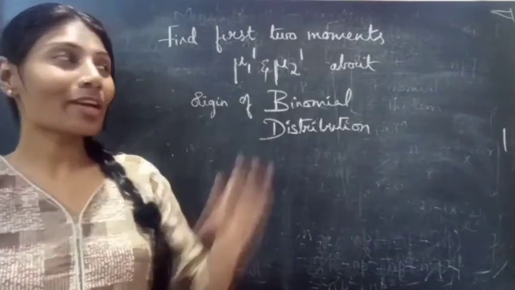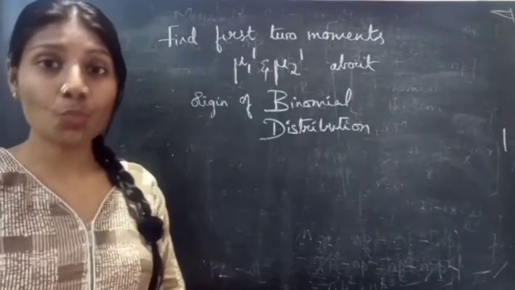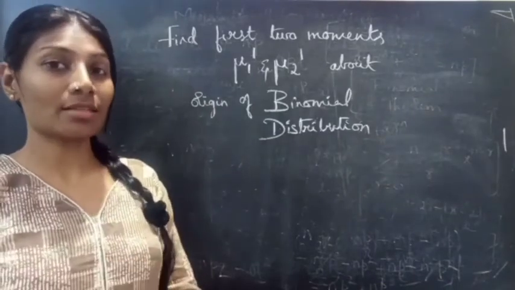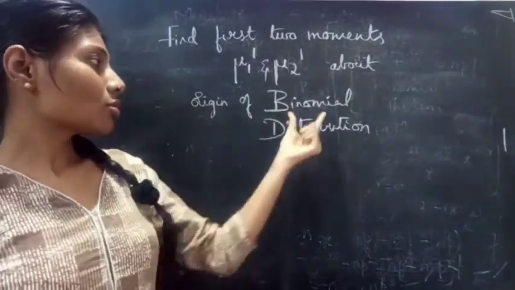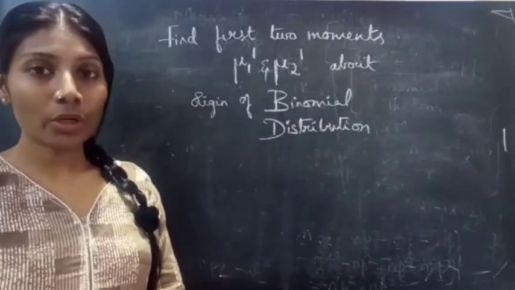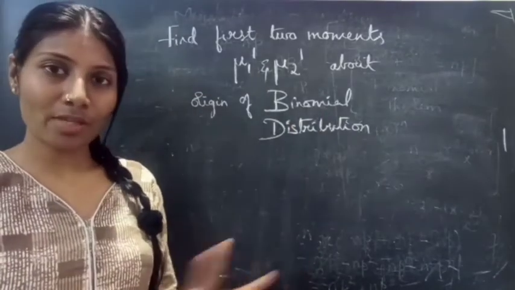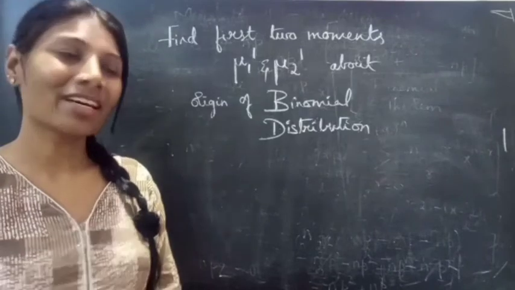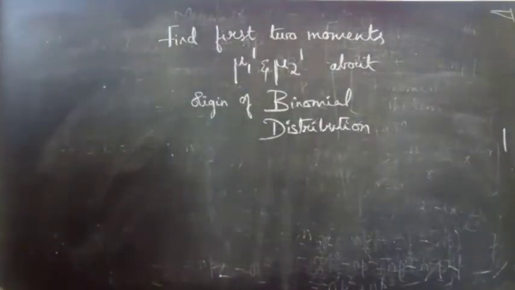So in this video we are going to find the first two moments, mu1 dash and mu2 dash, about the origin of the binomial distribution. So we are going to find the first two moments of the binomial distribution. Okay, so let's get started.